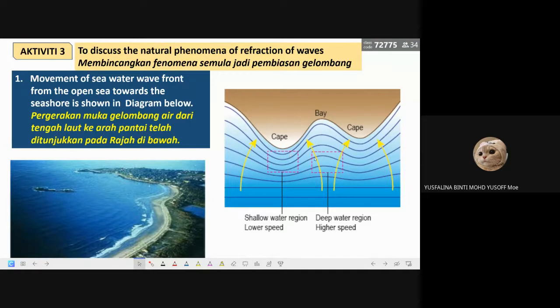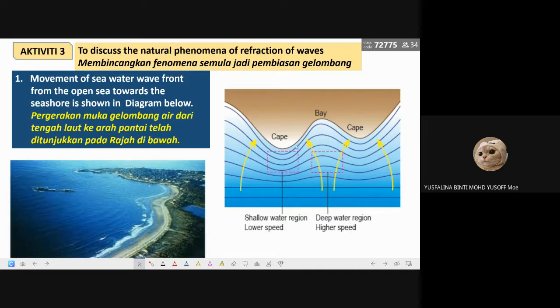Okay, while at the bay, you can see they have the higher wavelength, so it means the higher speed at the bay, right? And you can see the energy here also is being diverged.